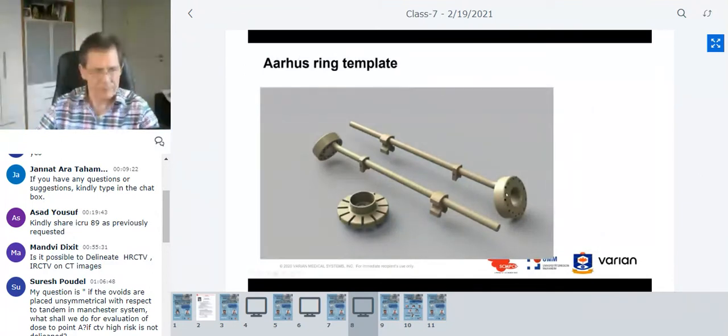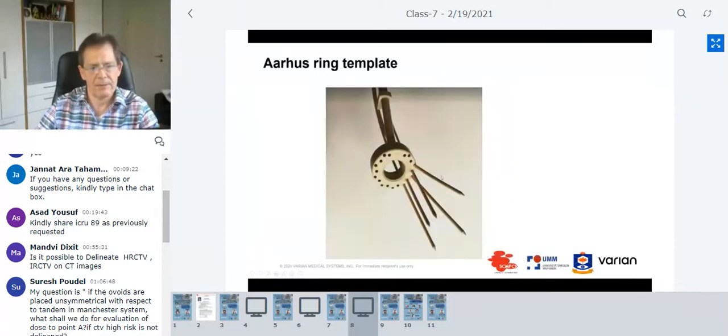And this is a very new type of applicator. It looks like a ring applicator, but basically it's the Aarhus ring template. It's basically not a ring channel, but a template, which means you are just using this with needles. And you can just simulate a ring if you place source positions at or in the plane of this template. Then you can simulate a ring channel also with this applicator. And of course, you use this also in combination with the intrauterine probe.